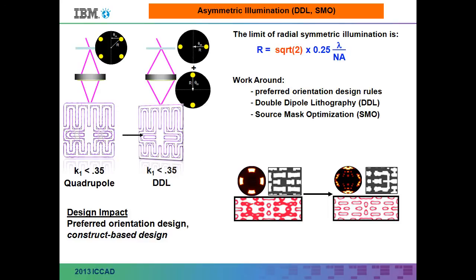So to get below K1 of 0.35, you have to deal with this asymmetry, right? One way of dealing with it is, tell your designers you can only design one orientation, right? Vertical, horizontal, pick one. And for some levels that actually works, right? The poly level that forms your poly gates, we were quite successful convincing designers that all they need is one orientation. Now, there's this little detail that even if you design only vertical features, they have line ends, right? Which in this scheme would have an enormous amount of error.